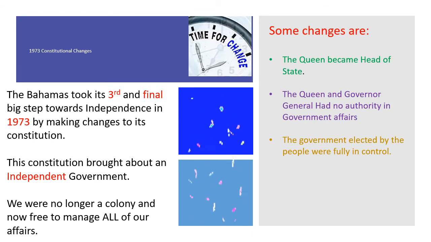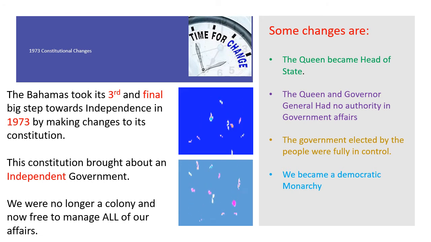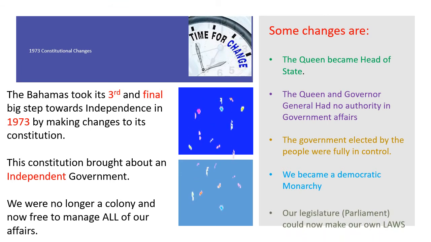The government that is elected by the people became fully in control in the 1973 Constitution. So the Queen or the royal governor that was sent from Great Britain had no further control over our government affairs. We became a democratic monarchy. We became a democratic state or country, and we also had a monarch, which was Queen Elizabeth II.